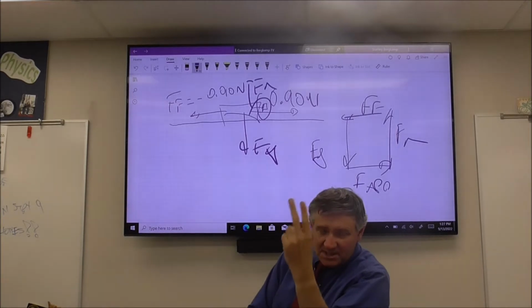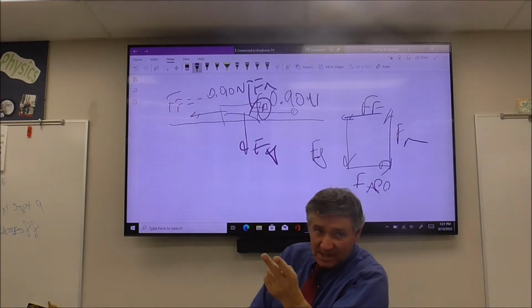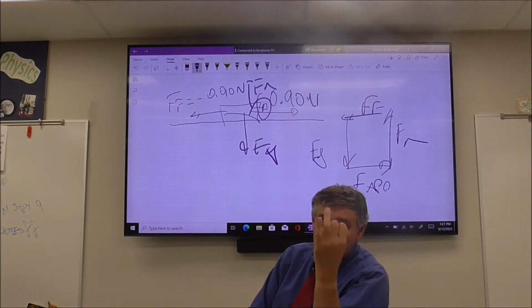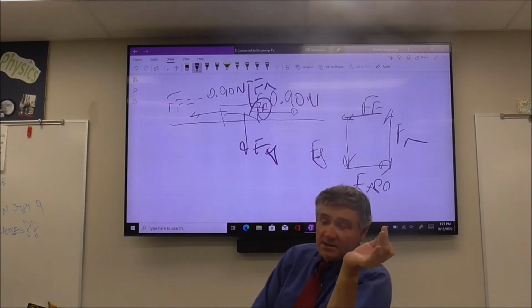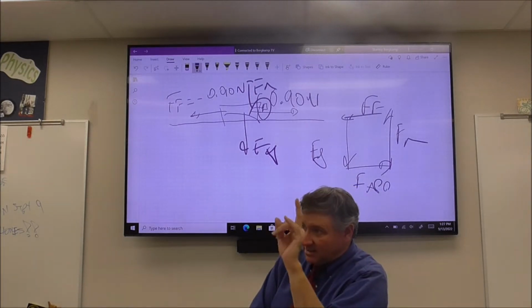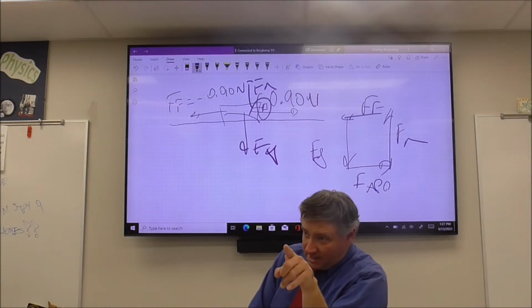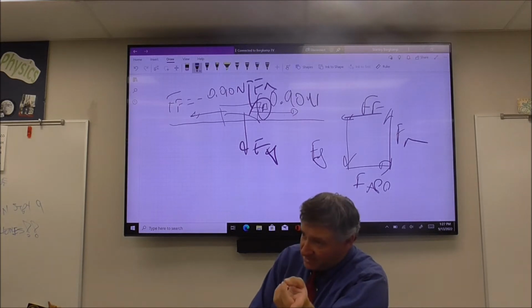Either the forces end up back at the origin, and you're at a constant velocity, and that constant velocity might be 0 meters per second, it might be 10 meters per second, it might be negative 20 meters per second. So if you have a constant velocity, when you add up all those vectors graphically, you end up back at the origin. If they don't end up back at the origin, that means you're going to accelerate.